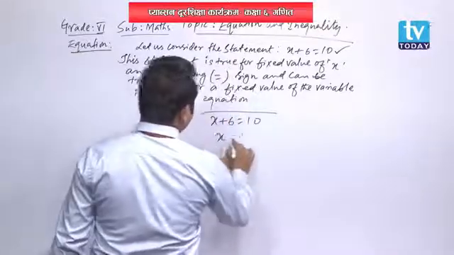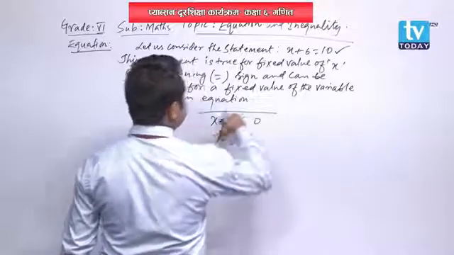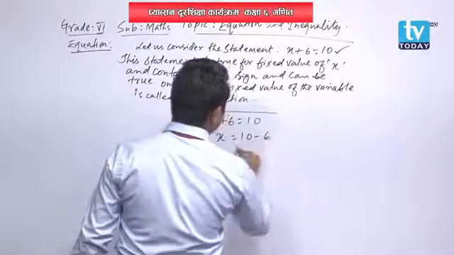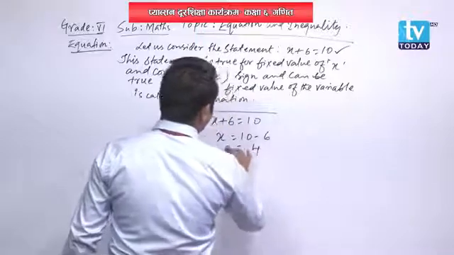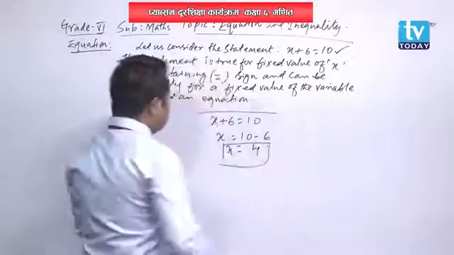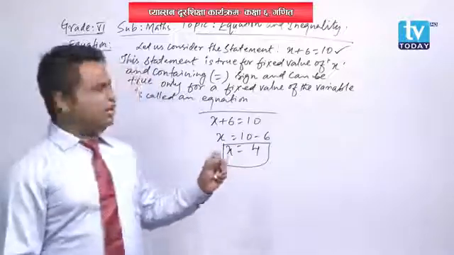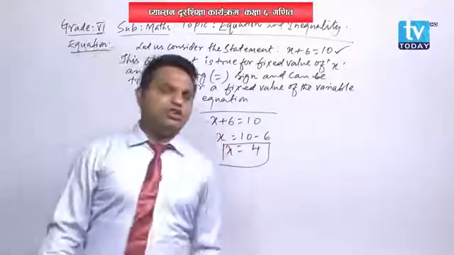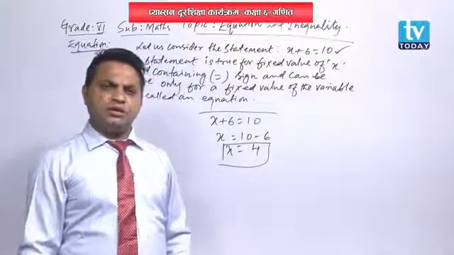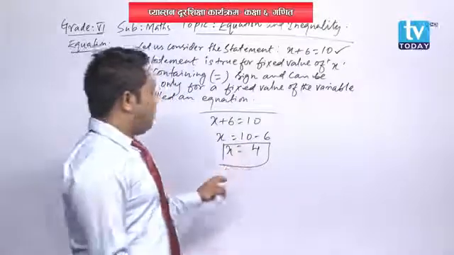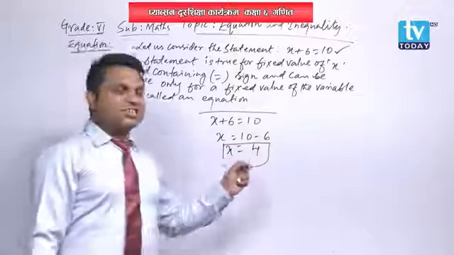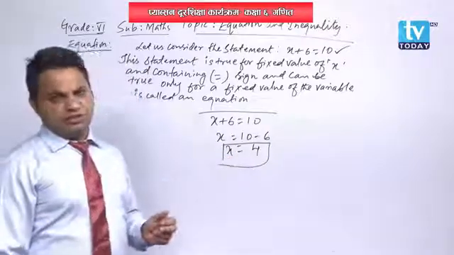In this way also you can solve this. x plus 6 equals 10. There is a plus, so if you take this to the right hand side, it is 10 minus 6, which is 4. Therefore, in this equation, the value of x must be 4. Then only this statement will be true. Are you getting me? Otherwise, any other value does not satisfy this equation. All right.